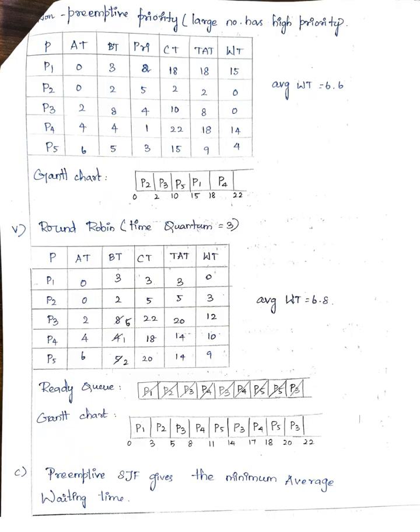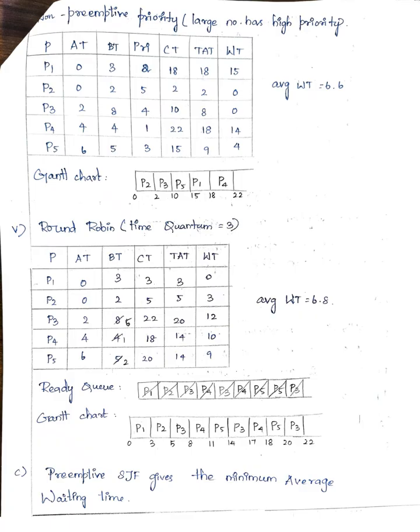Then afterwards, we will have P4. P4 will be compared, then P1 is the highest priority, so P1 will be run. Then P5 will arrive. P5 and P4 will be checked. P5 has the higher priority, so likewise it will be run.